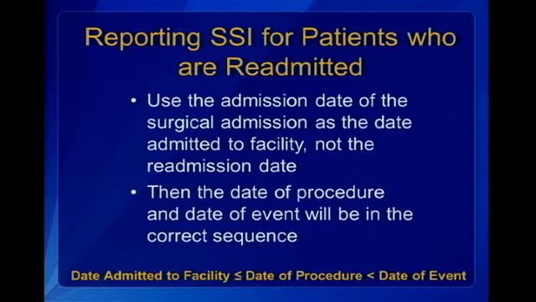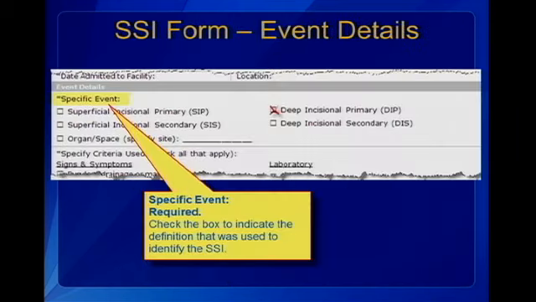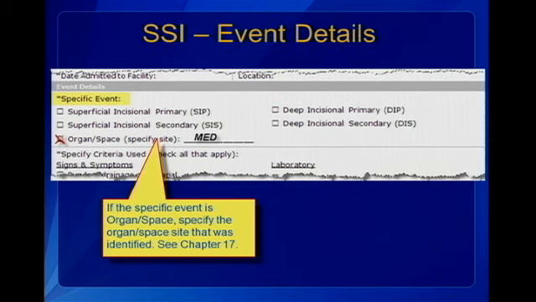So this is, again, reminding you, because we use the admission date of the primary procedure that you're attributing to, not your readmission date. Because your date of admission has to be less than or equal to the date of the procedure, which has to be less than or equal to the date of the event. Then you have to fill in your specific events. This is where you say, am I saying a superficial, deep, organ space infection? You're going to fill in which kind.